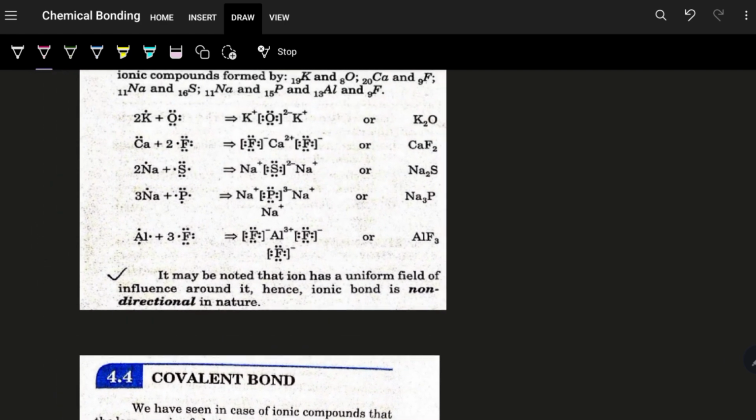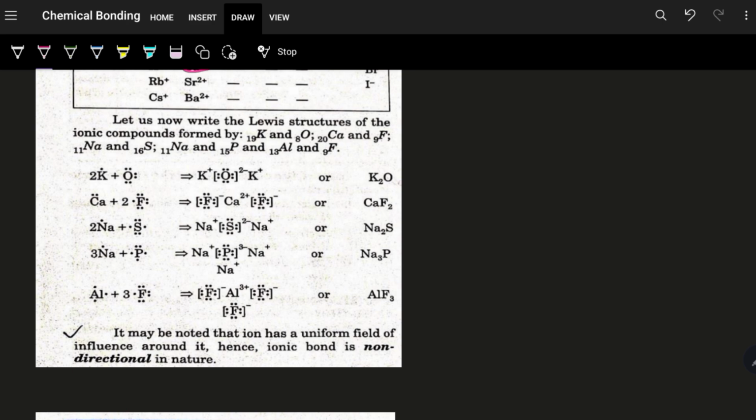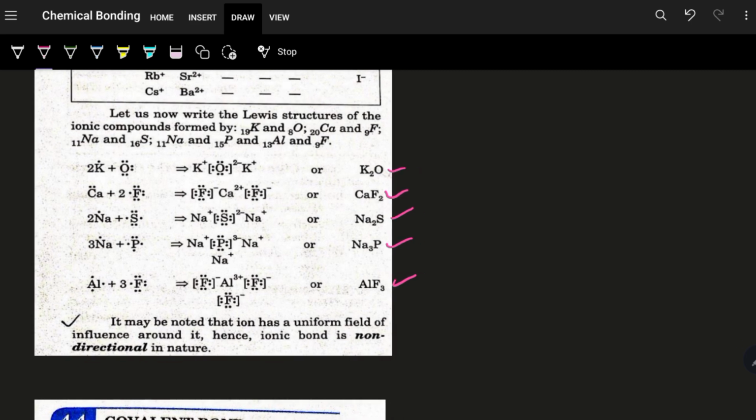Here you can see examples of the formation of so many ionic compounds: oxides, fluorides, sulfides, phosphides, all these things. Now it may be noted that an ion has a uniform field of influence around it. Hence, ionic bond is non-directional in nature. You may be told to explain this point: why is ionic bond non-directional? Because it does not have directional character. The electron cloud or the field of the Coulombic interaction is uniform.